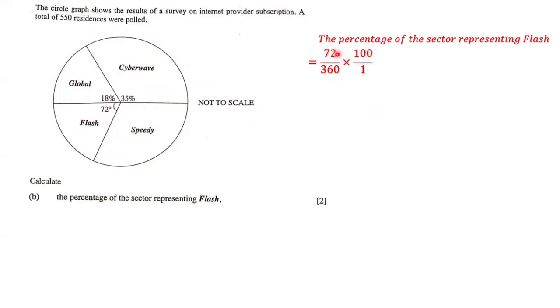So we have 72 multiplied by 100, which gives us 7,200. Next, we have 360 multiplied by 1, which is 360. Then we take 7,200 and divide it by 360. And when we divide the two, we get 20. So that means that the percentage of the sector representing Flash is 20%. And that's the answer to this question.